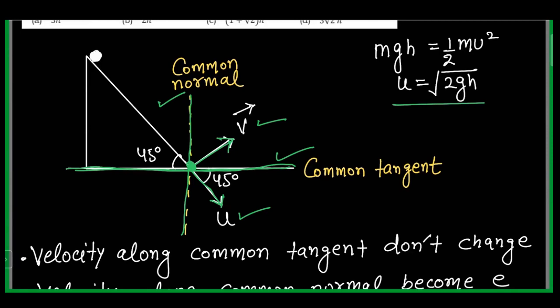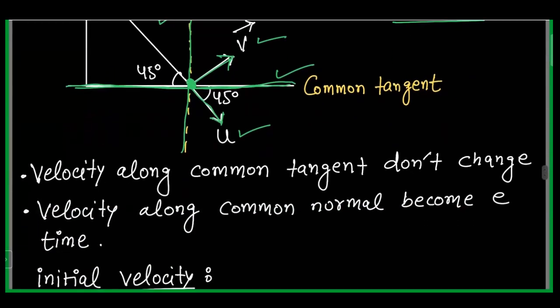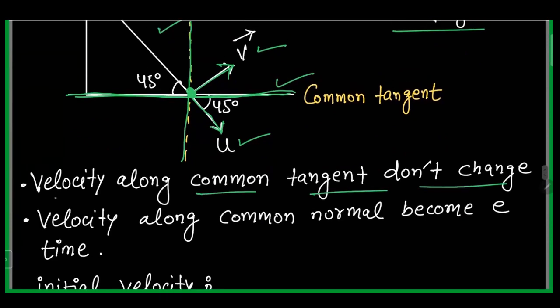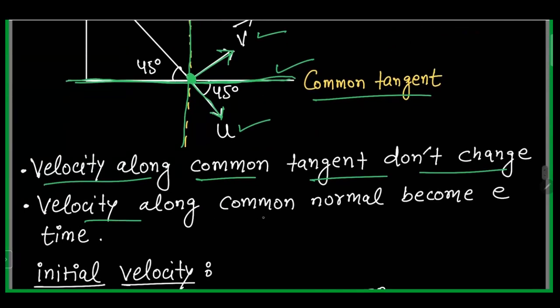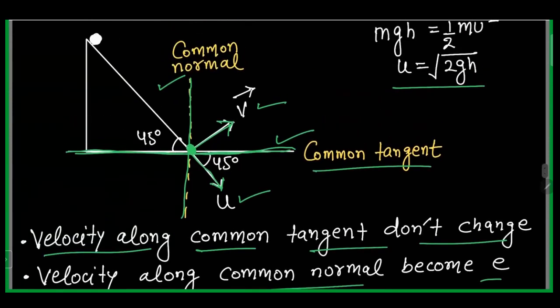Okay, fine. Very nice. Now, velocity along common tangent doesn't change. Always remember, whatever your velocity is along common tangent, it never changes. But your velocity along common normal becomes e times. So your final velocity along common normal is equal to e times your initial velocity along common normal. So this is your formula.